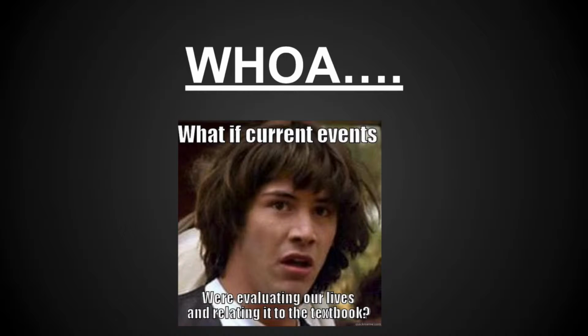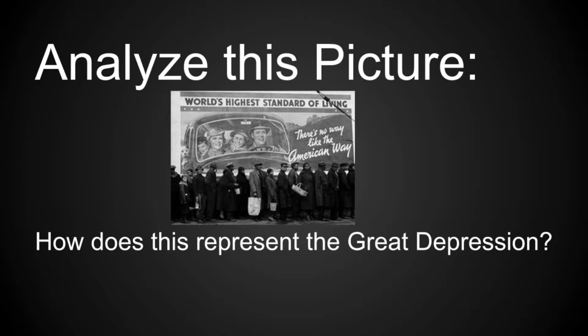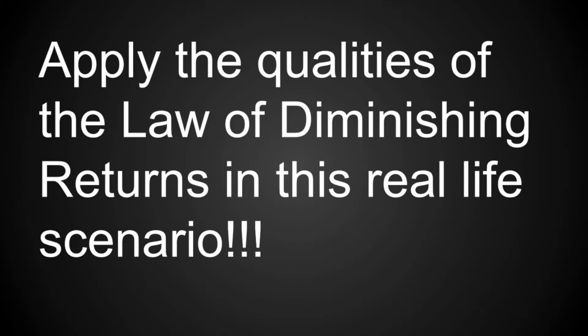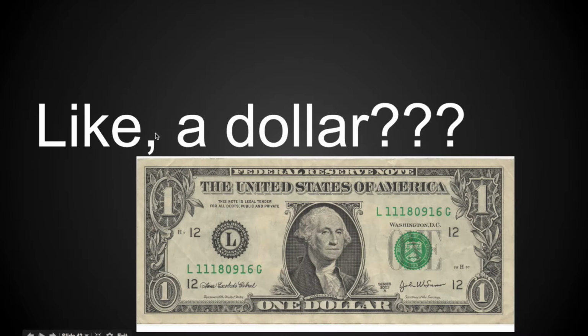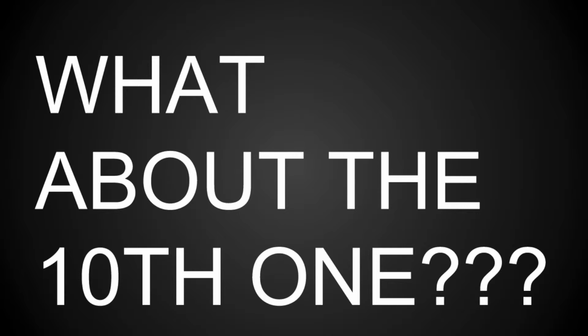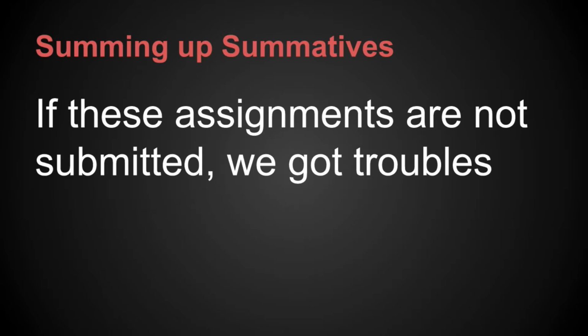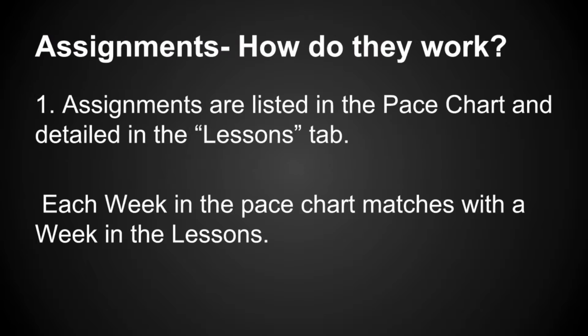Whoa, that's pretty rad. Or you might see something like this. For instance, you might have to analyze this picture and answer, how does this represent the Great Depression? Or you might have to apply the qualities of the law of diminishing returns in this real-life scenario. How much would you pay for a chocolate bar? Well, I guess like $1. What about the 10th chocolate bar that you have? 90 cents? Well, if these assignments are not submitted, we are going to have troubles.